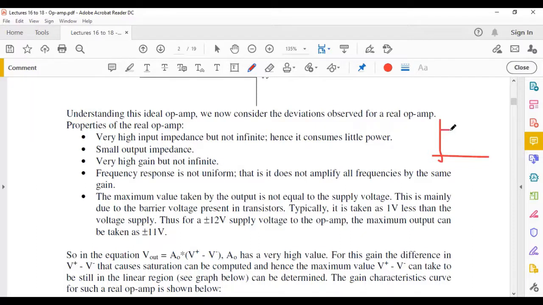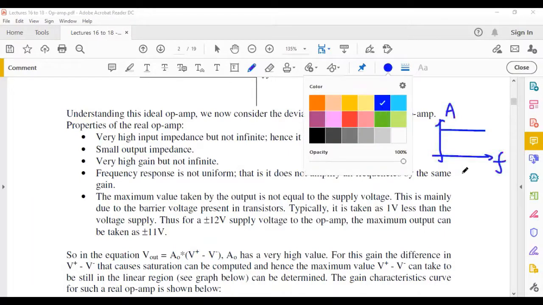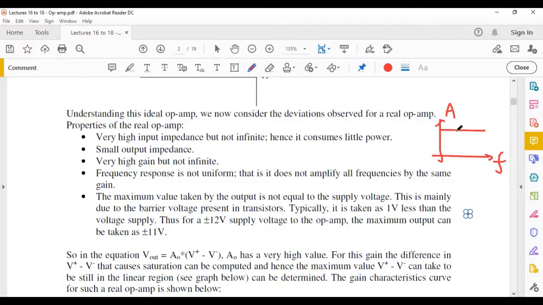Typically, this is going to be the performance for an ideal op-amp, where as you're increasing frequency, this axis is frequency, your gain is not changing. So this is your gain. This is what you expect for an ideal op-amp. But for a real op-amp, as you increase the frequency, the gain will start dropping like this. So we'll look at that later.